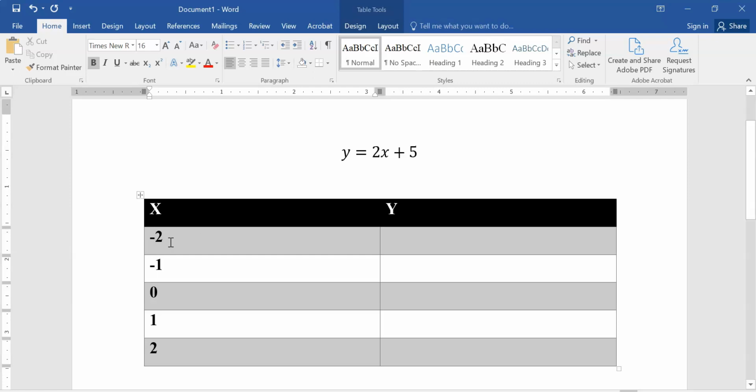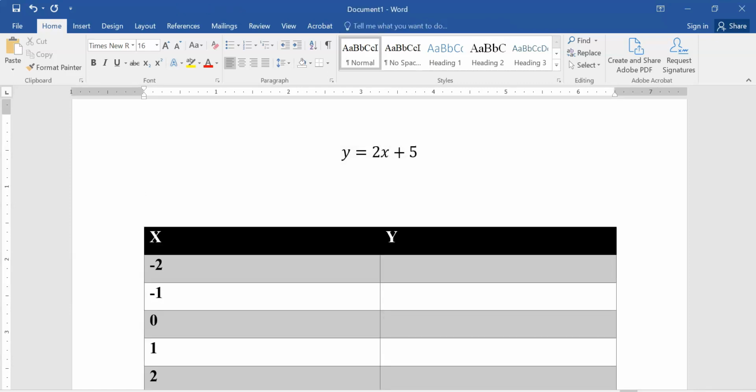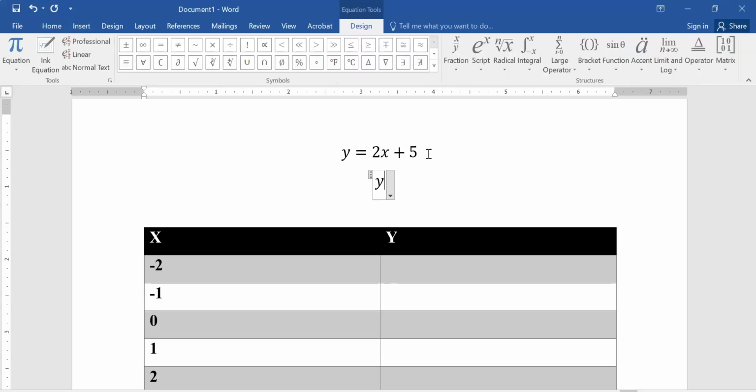Now I'm going to take each of these values and plug in that value of x right here for the variable. So what I do is, for instance, I say, let's look at the x value of -2. So y equals 2 times -2 plus 5. Notice I plug that into parentheses just like we did before.